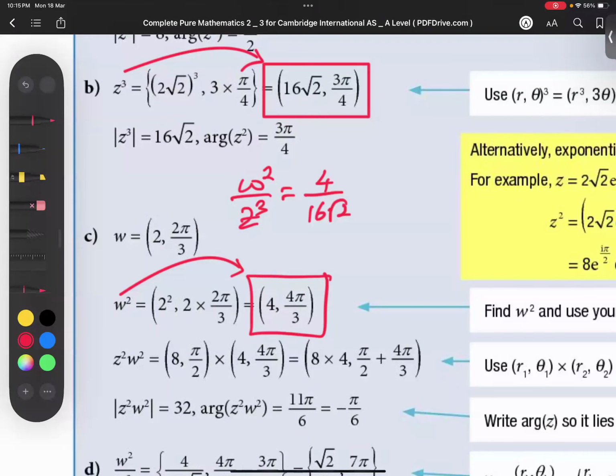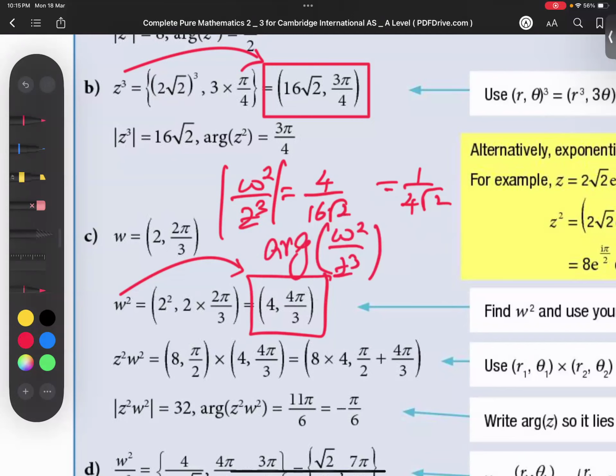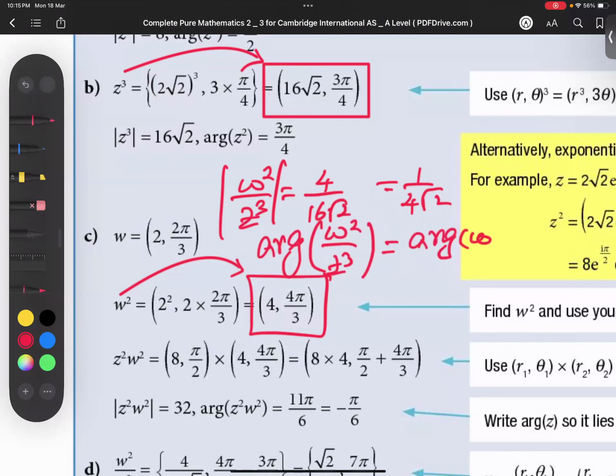If I want to take a modulus, it becomes 4 to the 16, 104 root 2. This is a modulus of that. But what is the argument now? What is the argument of the whole thing? Look at now, W square over Z cube. According to the criteria, what is the technique you learned just now? Argument of W square minus argument of Z cube.